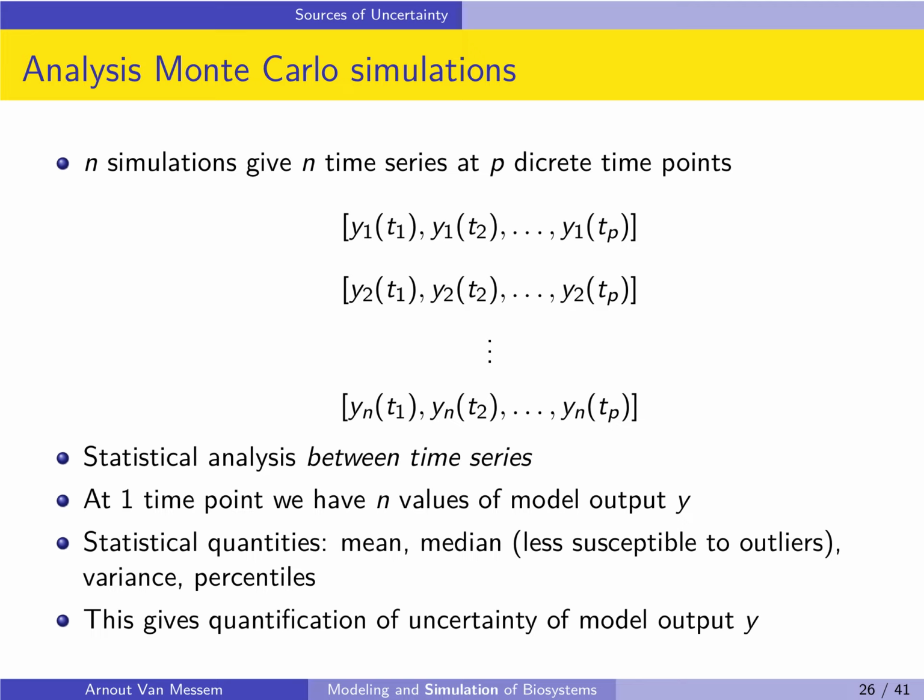Of course, we will do this for different time points, so let's say p discrete time points, and this gives us then vectors y1(t1) to y1(tp) up to yn(t1) to yn(tp). What we then do is a statistical analysis between different time series, and at a certain time point we have thus n values of the model output. This will then allow us to calculate for each of the different time points statistical quantities such as the mean, median, the variance or the percentiles. So we get a quantification of the uncertainty of the model output per time point that we have considered.